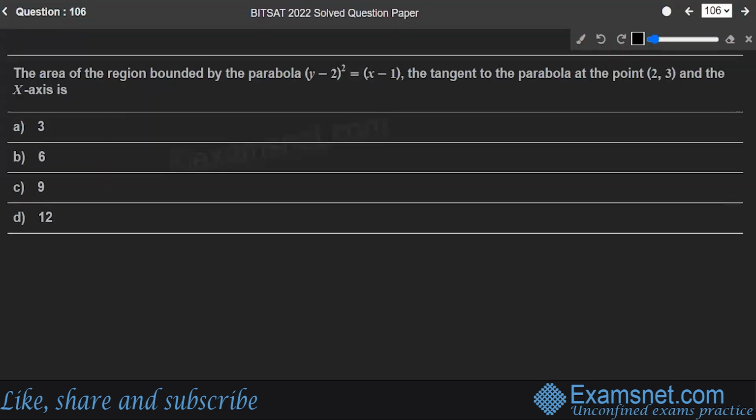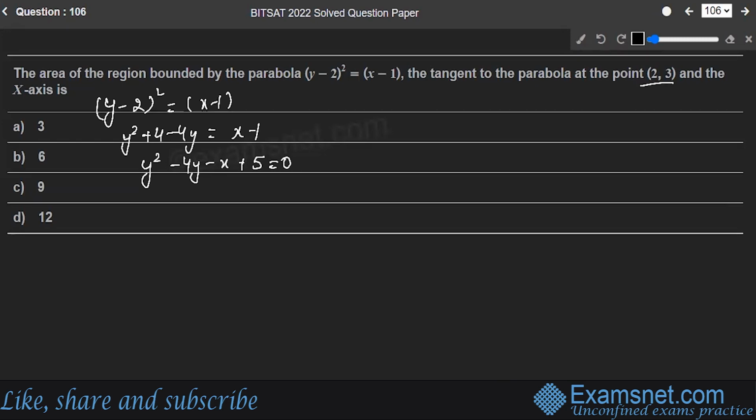Question number 106. The area of the region bounded by the parabola (y minus 2) square is equal to x minus 1, and the tangent to the parabola at this point, and the x-axis is. So here you have the equation of the parabola as this, which can be written, opening this, y square minus 4y plus 4 is equal to x minus 1, or on solving, you will get y square minus 4y minus x plus 5 is equal to 0. Now, we have to find out the equation of the tangent. See, the tangent is made at this point 2, comma 3.